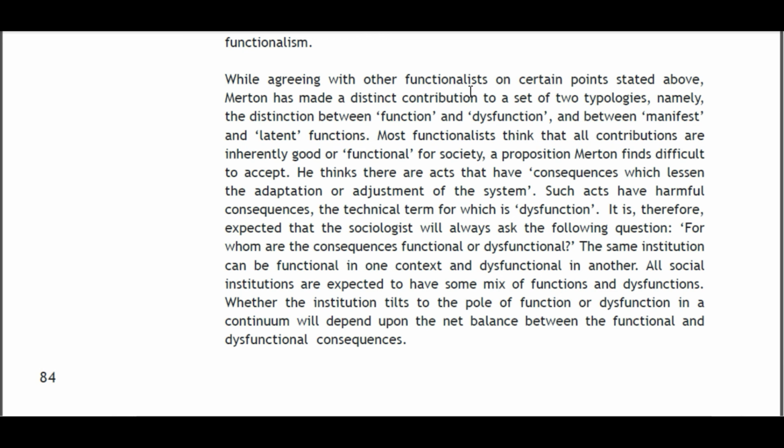While agreeing with the other functionalists on certain points stated above, Merton has a distinct contribution to a set of typologies, namely the distinction between function and dysfunction and between manifest and latent functions. Most functionalists think that all contributions are inherently good or functional for the society, a proposition Merton finds difficult to accept. He thinks that there are acts that have consequences which lessen the adaptation or adjustment of the system. Such acts have harmful consequences, the technical term for which is dysfunction. It is therefore expected that sociologists will always ask: for whom are the consequences functional or dysfunctional? The same institution can be functional in one context and dysfunctional in another. All societal institutions are accepted to have some mix of functions and dysfunctions, and whether an institution tilts to the pole of function or dysfunction in a continuum will depend on the net balance between the functional and dysfunctional consequences.